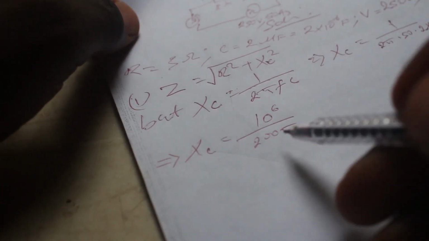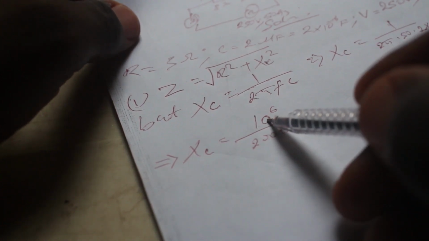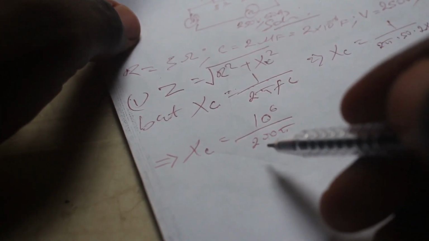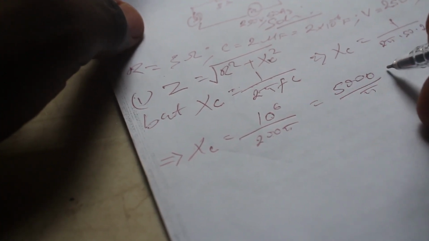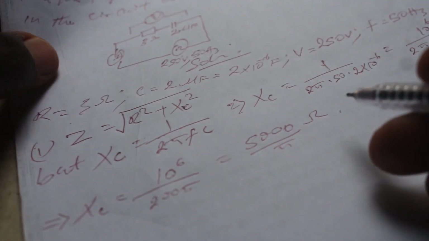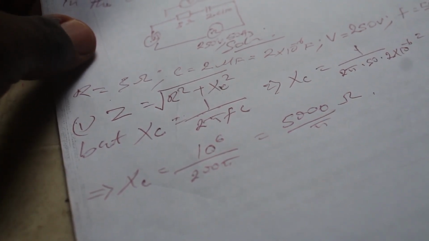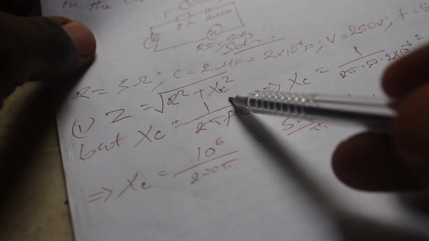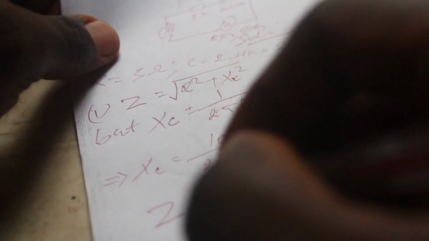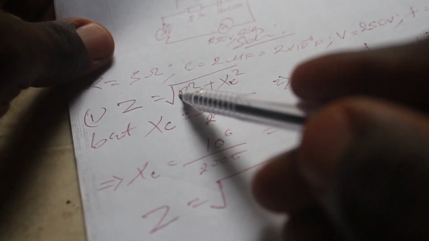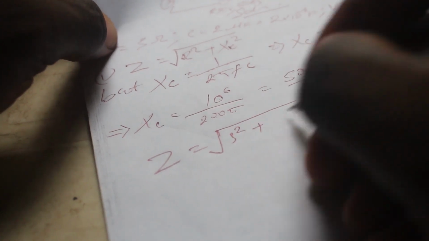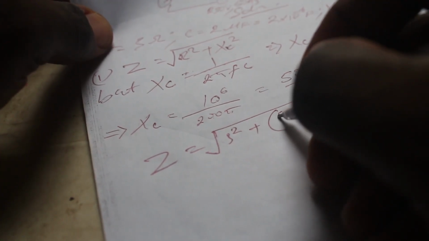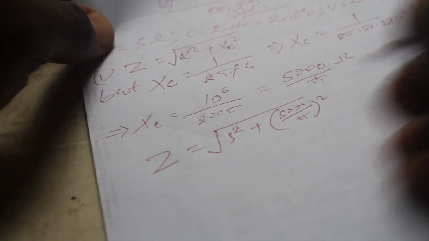Now these two will take 2 zeros from here, making 10 to the power of 4. Now 10,000 divided by 2 gives us 5,000. So we have 5,000 over pi ohms. So that's the value of our capacitive reactance. Now we can put this value into this place to find our impedance. So the impedance is equal to the square root of R, which is 3, squared, plus the capacitive reactance, 5,000 all over pi, squared.